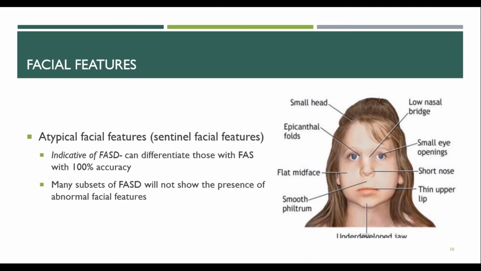And then we see a thin upper lip. Again, that's in the middle. That area does not develop, and it becomes very thin, similar to the underdeveloped jaw area. So as you can see, everything comes down to that middle part where alcohol is impacting.